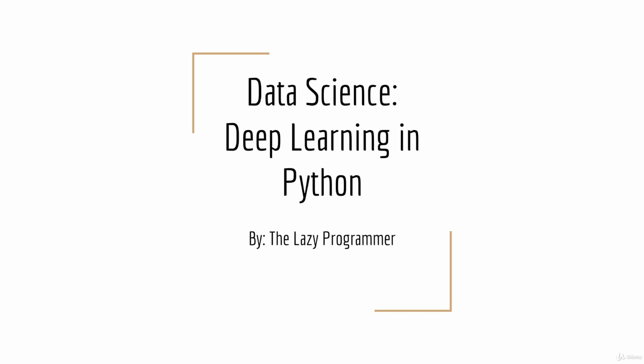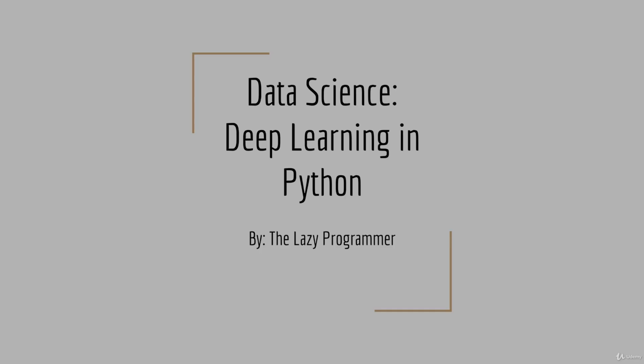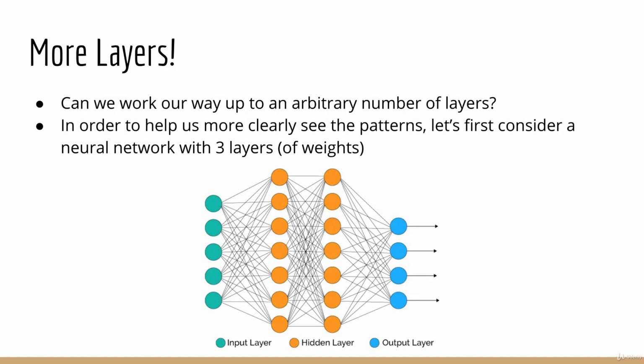Hey everyone, and welcome back to this class, Data Science, Deep Learning in Python Part 1. Now this is where the fun begins. What happens if we want to train a neural network with an arbitrary number of hidden layers? Luckily, we can derive more general rules than what we've discovered so far. In order to help us see what these rules are, let's first try to derive the gradients for a neural network with 3 layers of weights.